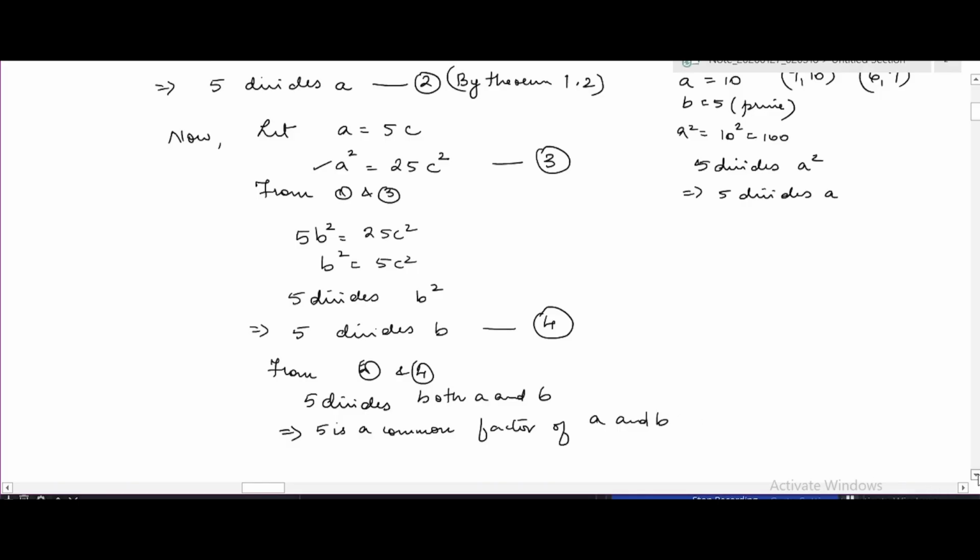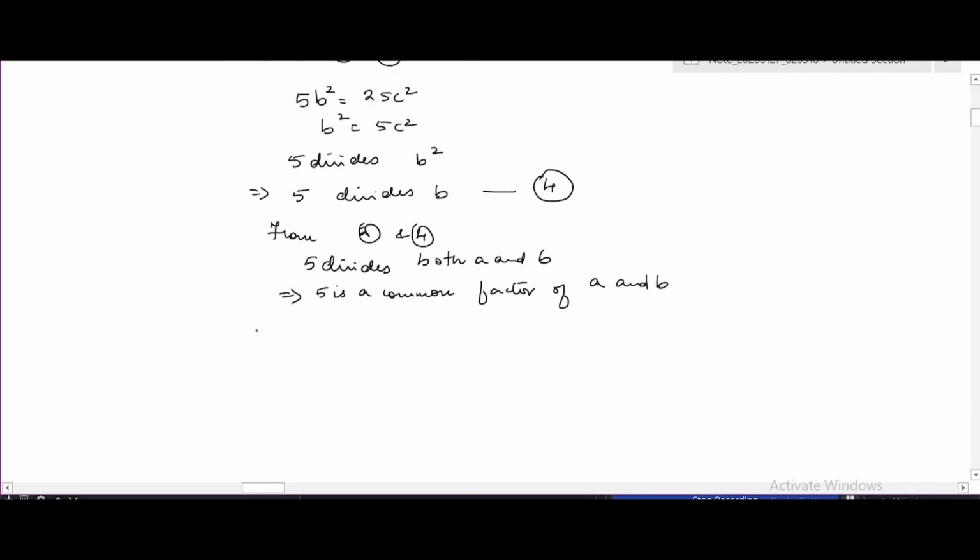A and B. So this contradicts our assumption that A and B are co-prime. I told you A and B are co-prime. That means they have only one as their common factor, but here they are telling that there is a 5 that is a common factor for both A and B. So this contradicts our fact that A and B are co-prime.